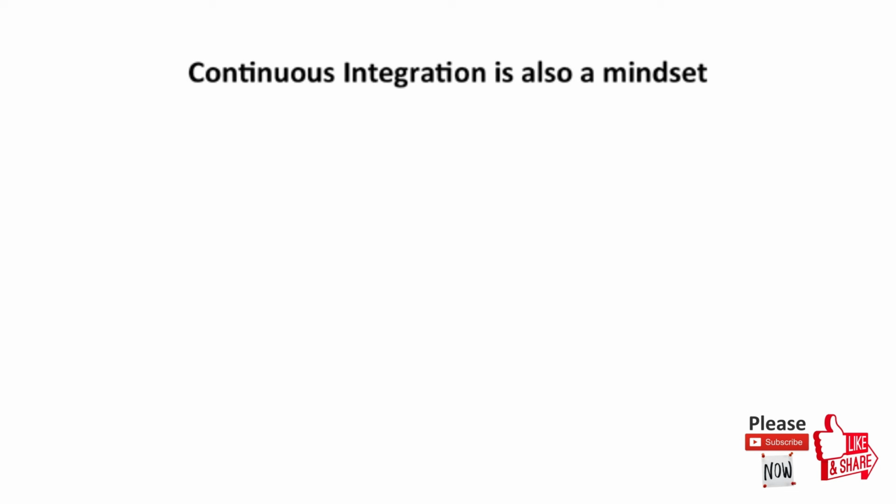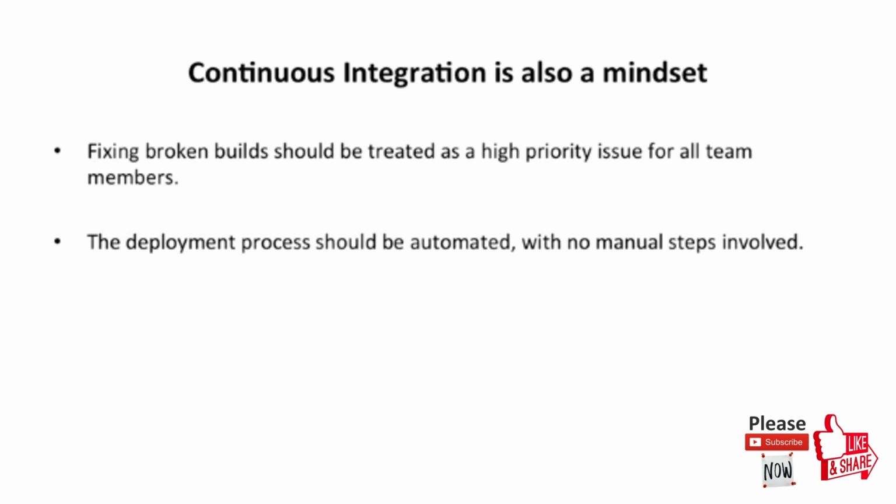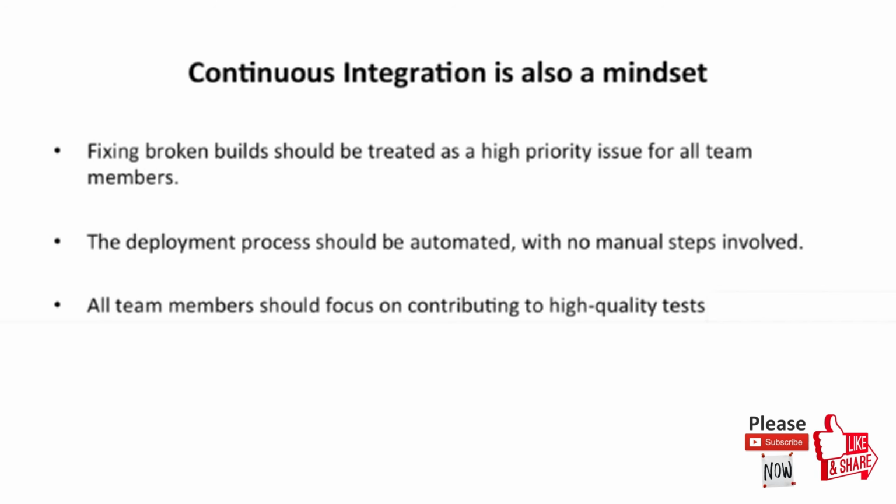Continuous integration is also a mindset. When continuous integration is introduced into an organization, it dramatically changes the way organizations think about the whole development process. Continuous integration is not only a toolset, but also a mindset. In order to get the most out of continuous integration, a team needs to adopt a CI mentality. Fixing broken builds should be treated as a high priority issue for all team members. The deployment process should be automated with no manual steps involved. All team members should focus on contributing to high-quality tests. Each of these requires improvements in the practices and engineering culture of continuous integration across the organization.